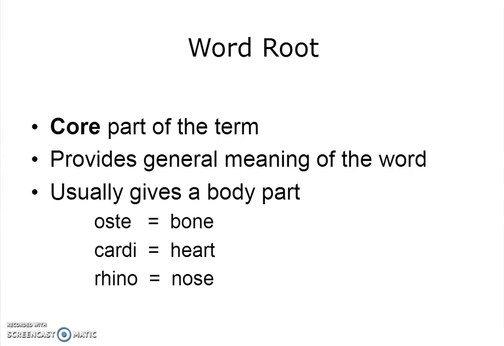Word roots are the core part of the term. They also provide the general meaning of the word. Word roots generally refer to a body part. Examples include osti, which means bone, cardi, which means heart, and rhino, which means nose.